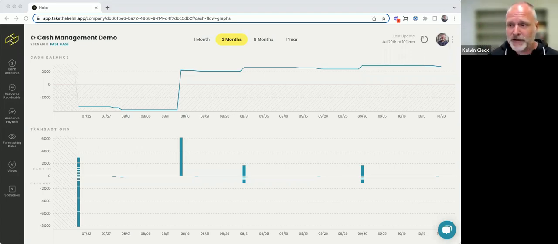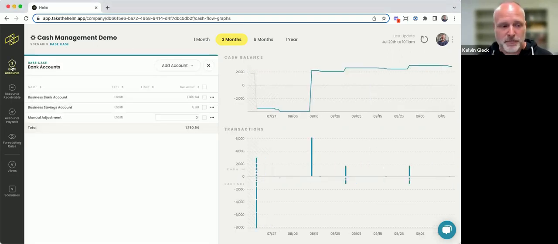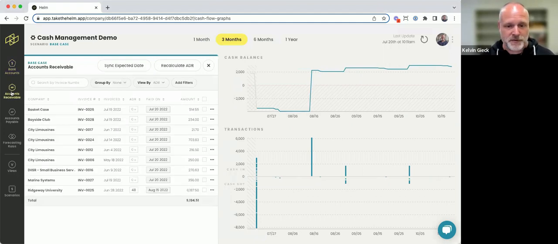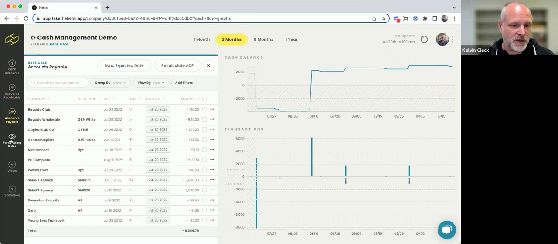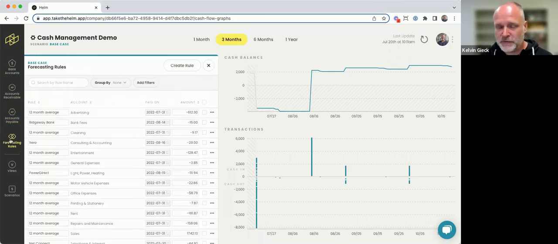Again, going back to a lot of the processes and disparate systems that you have here in the cash management process. And again, keep in mind that the cash management process requires us to know our bank balance, which you can see here in Helm. It requires us to know our existing accounts receivable, which you can see here in Helm, your accounts payable, as well as all future inflows and outflows. And so you can see all of this information here in one place. It's really easy to access.